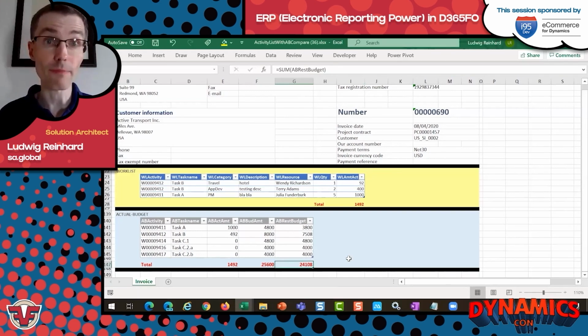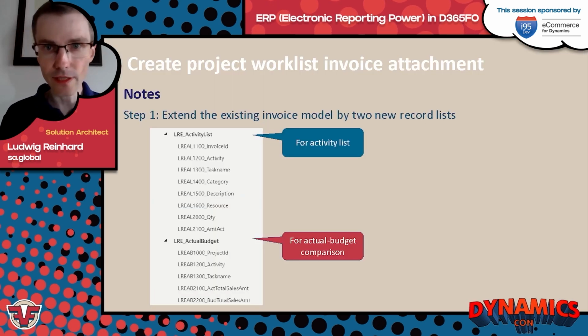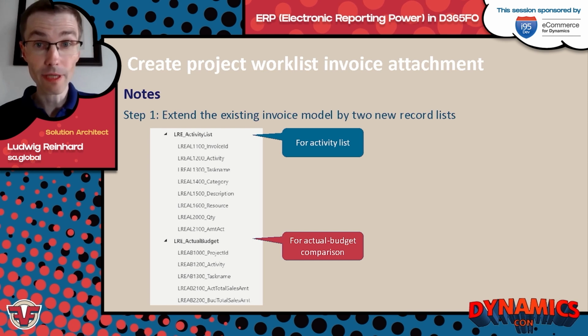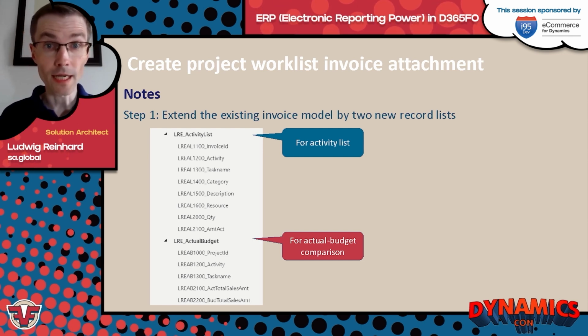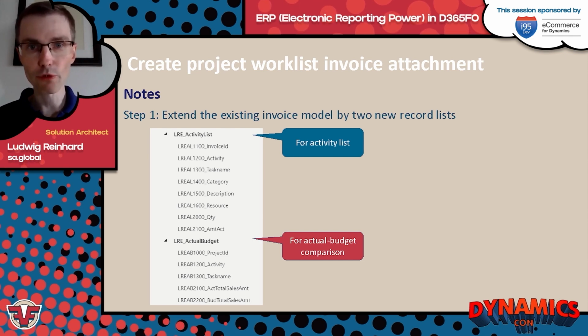Let me go back to my PowerPoint for some remarks and some tips and tricks that you have to look out for and that demonstrate how to make this additional document work. After this short demonstration, here are some notes that give you an idea how you can realize this invoicing process. First of all, I created a copy of the standard project invoice. And in the invoice model, I added two sections. One for the activity list that I highlighted in blue color, and one for the actual budget comparison that I highlighted in red color.